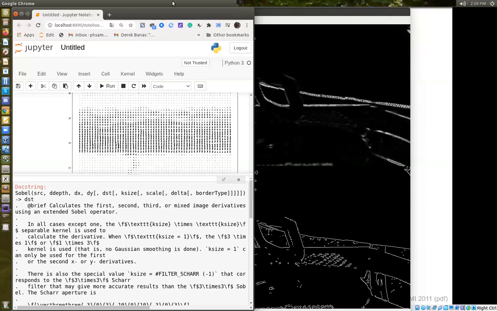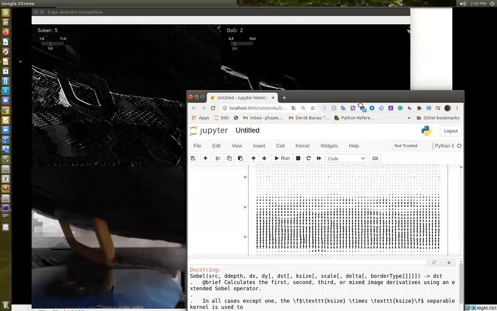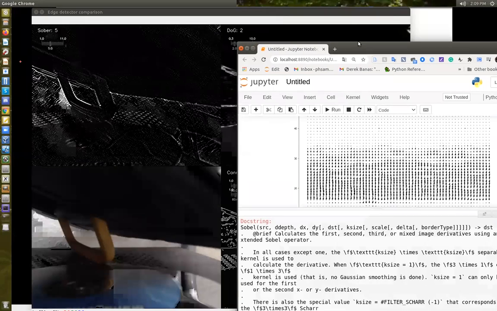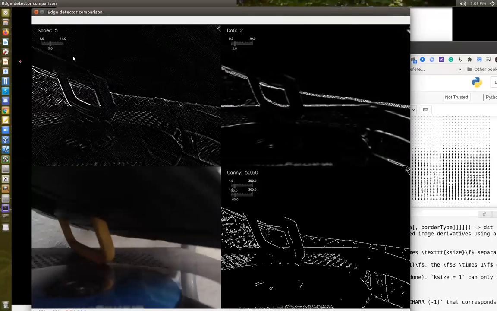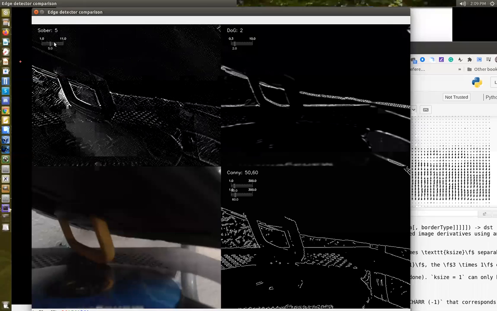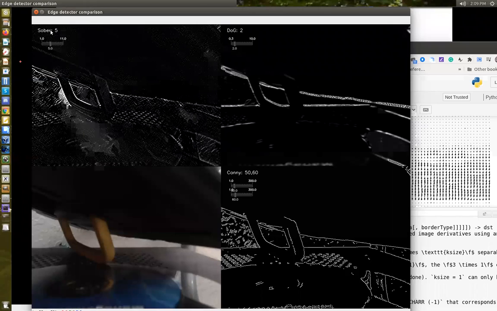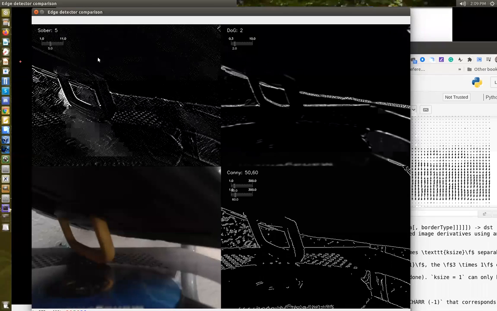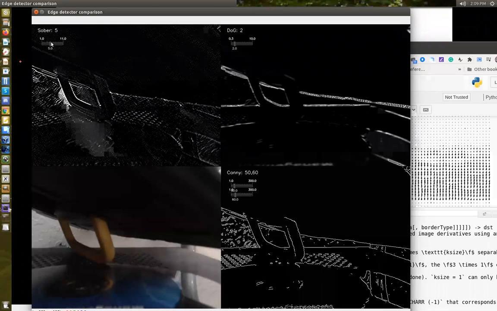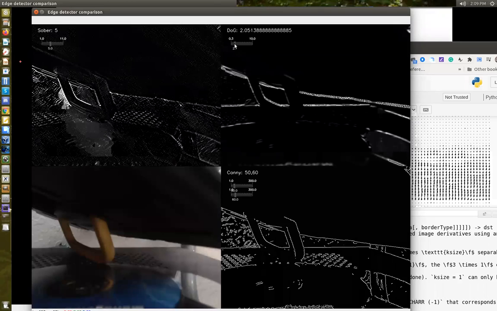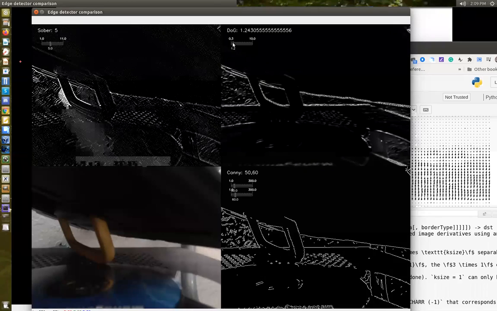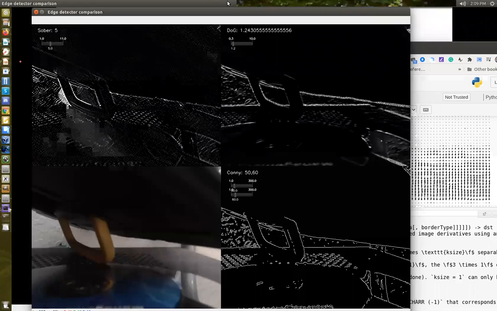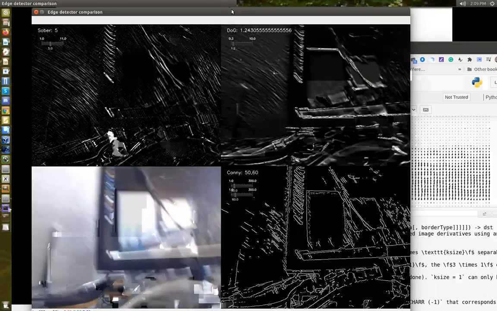Anyway, you can read the description of the API here. I'm not going to bore you with that. Oh, I have a typo here for Sobel. And this is the DoG. Maybe I should see if I can find something more interesting to show.